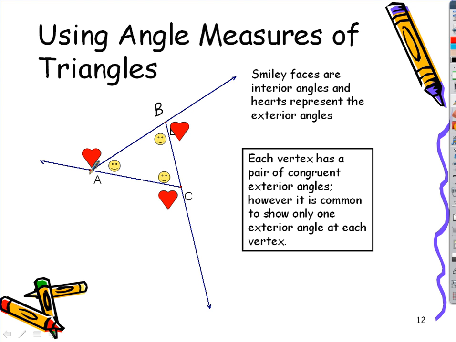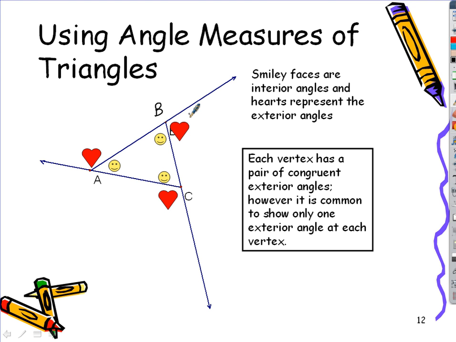Okay, and so in this case, the smiley faces are the interior angles, and the hearts are the exterior angles. Notice that these are the angles that are obtuse. They're greater than 90, but they're less than 180. We're not talking about these straight angles over here. They're always the ones that are less than 180. Okay.